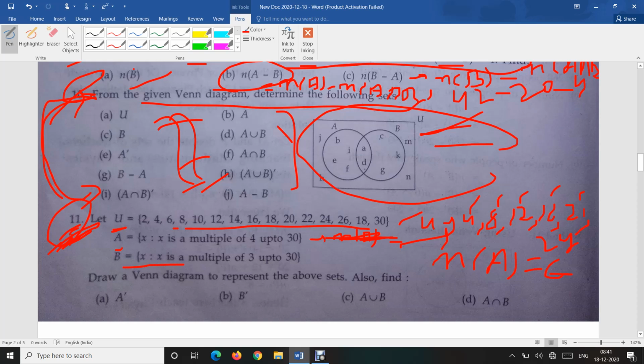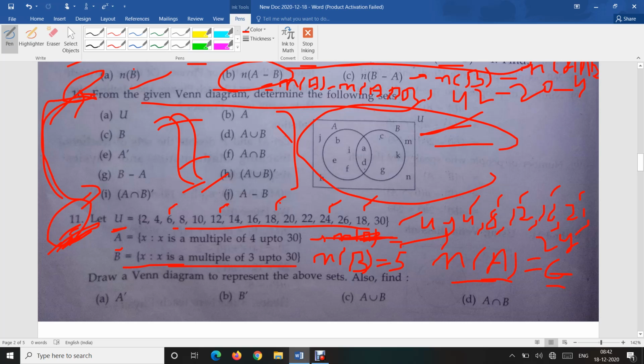Now in B we have x is a multiple of 3 up to 30. The multiples of 3 are 6, 12, 18, 24. That means 1, 2, 3, 4, 5. That means in B we have 5 elements.